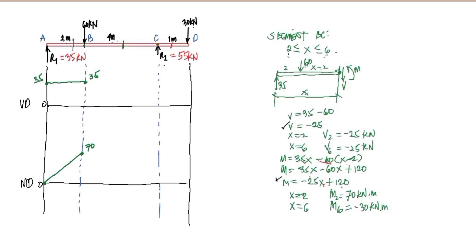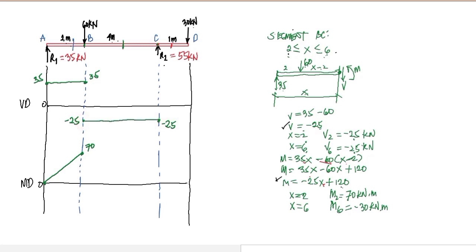So for the segment BC here, we have at x is equal to 2, the shear is negative 25. So ditto, we have negative 25, and at x is equal to 6, the shear is still negative 25, because if we are going to go back with our equation, we have here the shear is negative 25 constant. So we have here negative 25, and this is just a horizontal line.